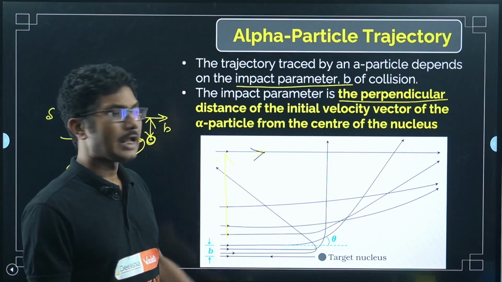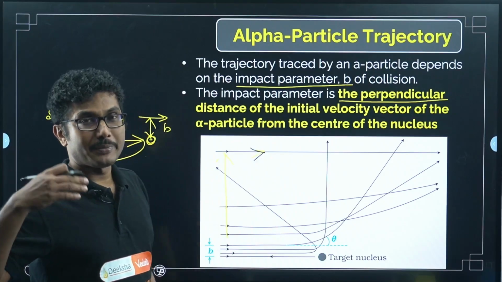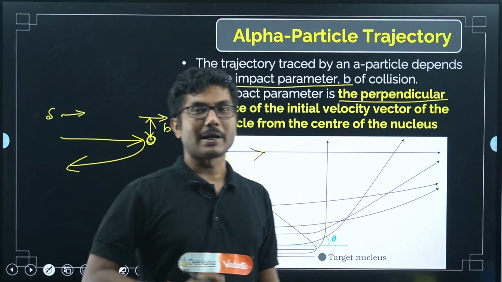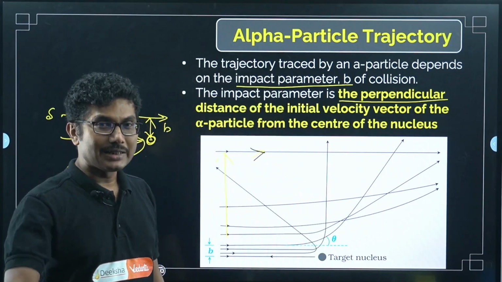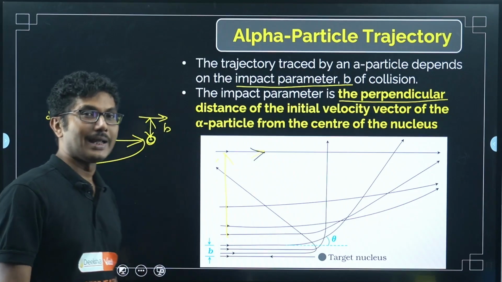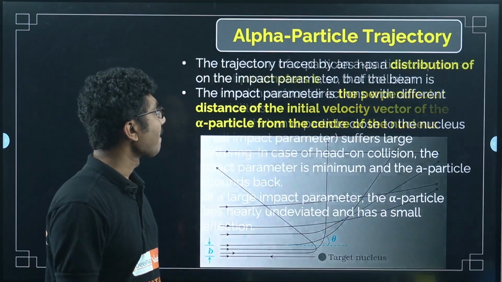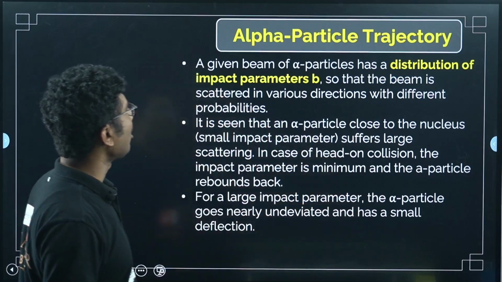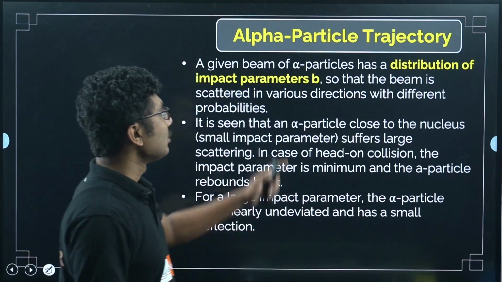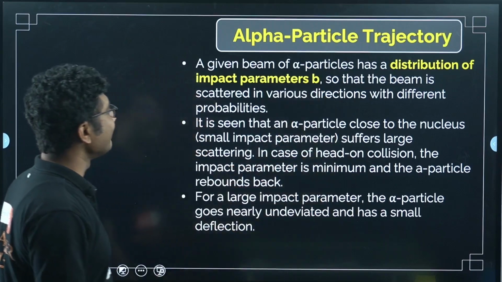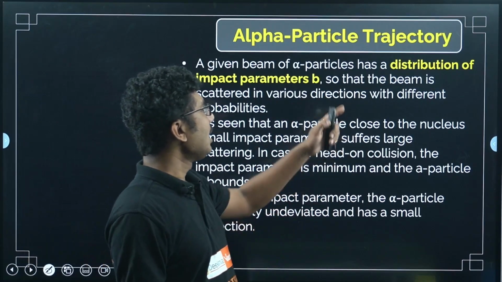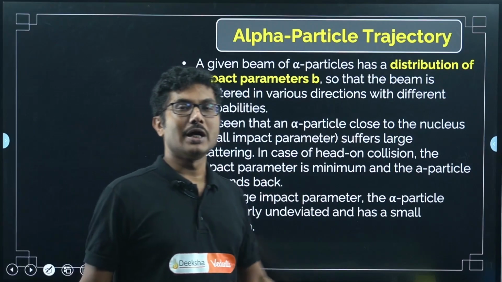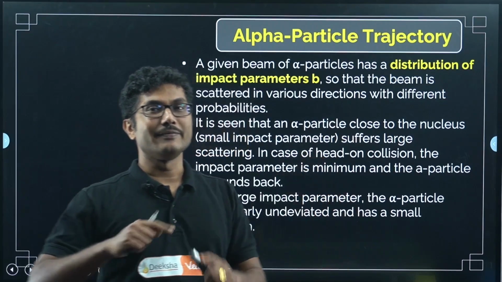Impact parameter varies from position to position. If the impact parameter is high, it will go undeviated. If the impact parameter is low, then there is a high chance it will be deflected by a large angle. Now, a given beam of alpha particles has a distribution of impact parameters, as I said, so that the beam is scattered in various directions with different probabilities. So based on the impact parameter value, the alpha particle will be scattered in different directions.